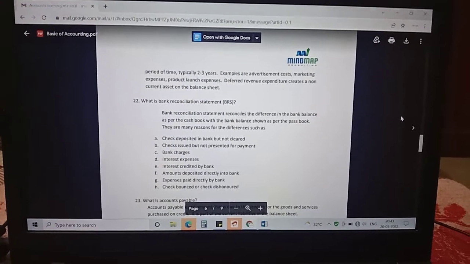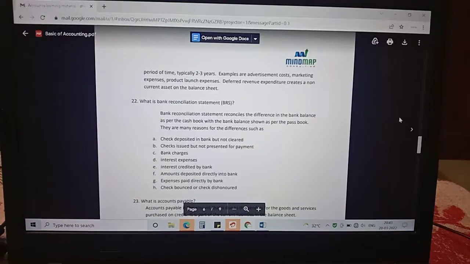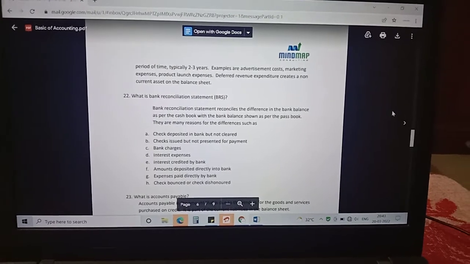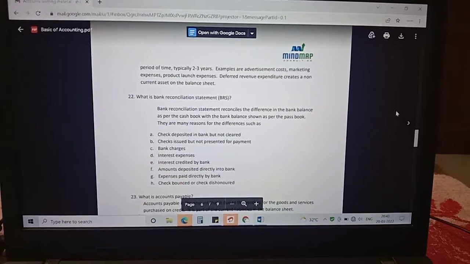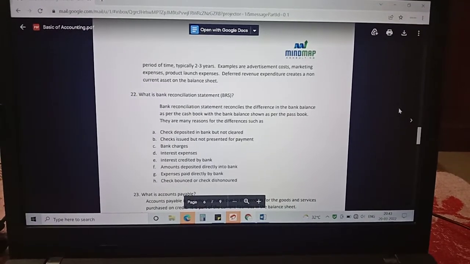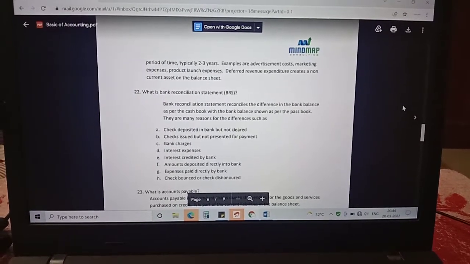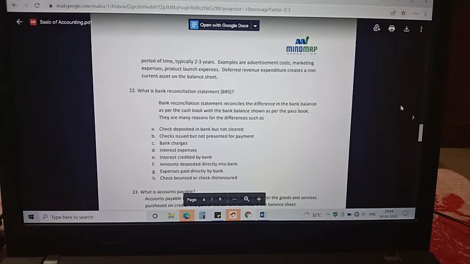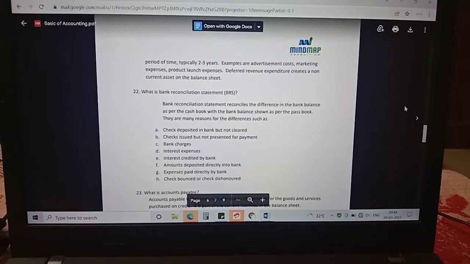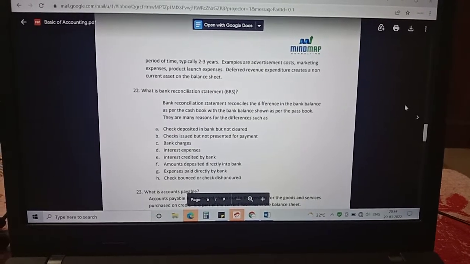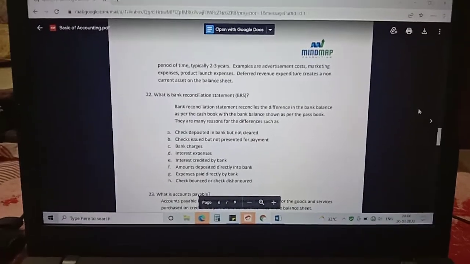Then this topic, which most JDs will ask about: what is bank reconciliation or BRS? A bank reconciliation statement reconciles the difference between the bank balance as per the cash book and the bank balance shown as per the passbook. There are many reasons for the difference, such as a check deposited in bank but not cleared, a check issued but not presented for payment, bank charges, interest expenses, interest credited by the bank, amount deposited directly into the bank, expenses paid directly by the bank, and a check bounced or dishonored.